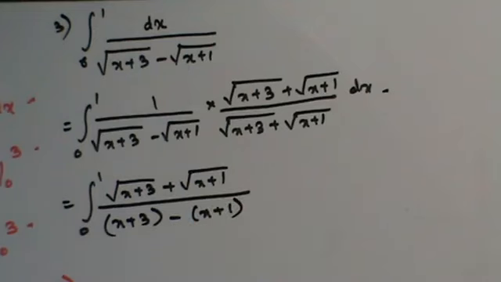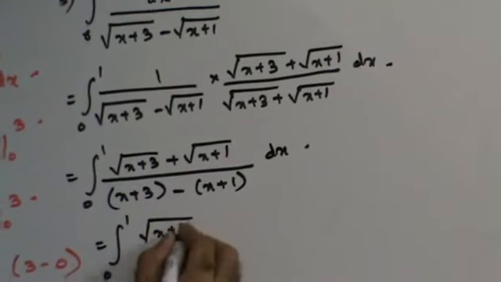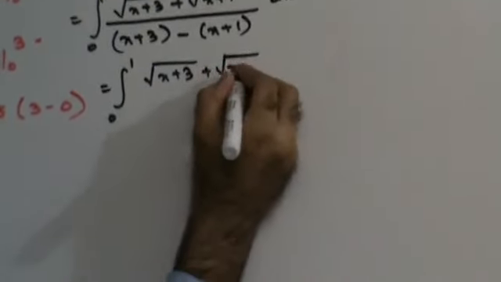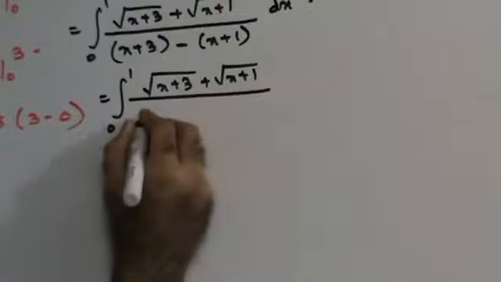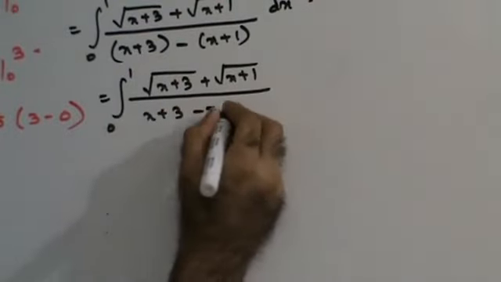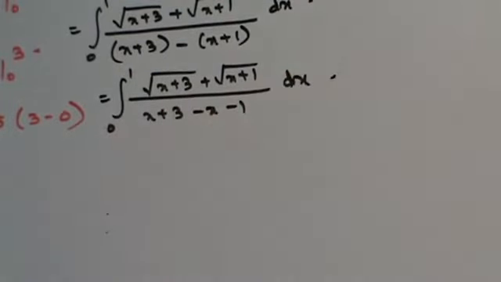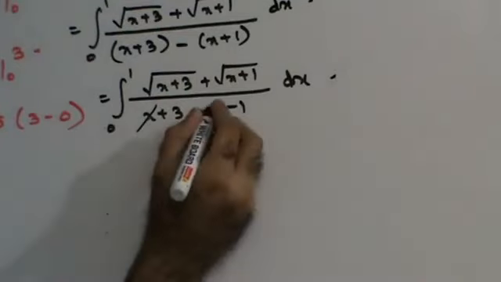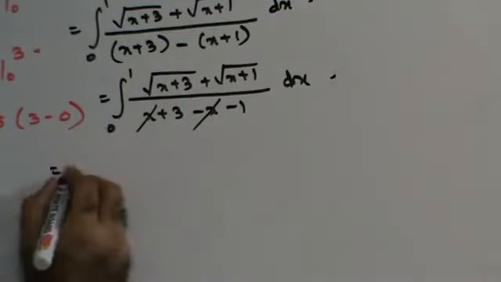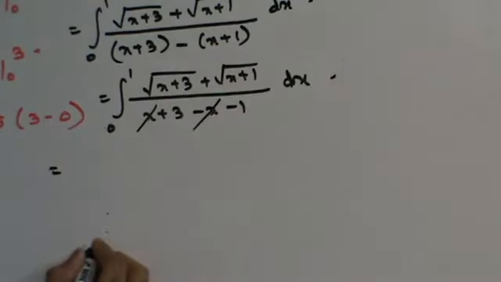Everyone's understood this? It would have been root of x plus 3 the whole square, so the square and root get cancelled. That's how I got x plus 3 minus x plus 1 dx. This is integral from 0 to 1 of root of x plus 3 plus root of x plus 1 upon x plus 3 minus x minus 1 dx. Plus x minus x gets cancelled, so this is going to be 3 minus 1, 2.